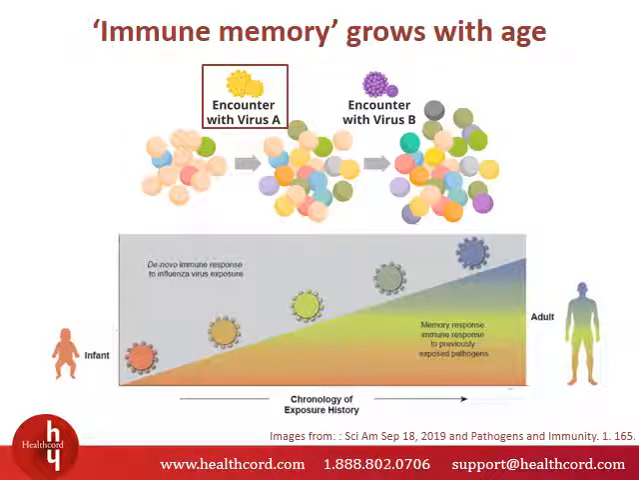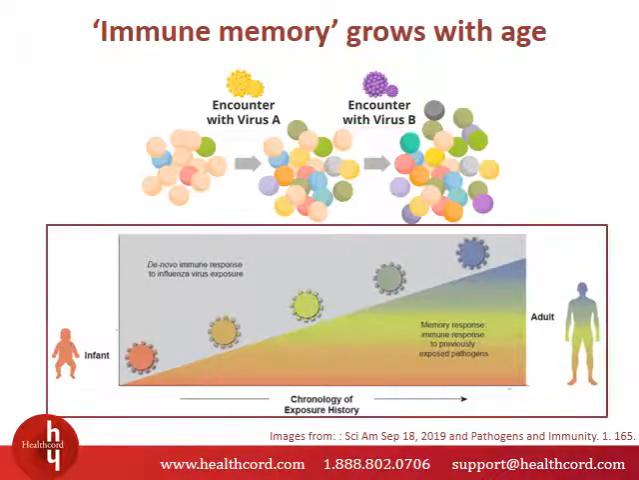Then you get your first viral infection when you're exposed to virus A. After this encounter, now you have antibodies against this virus. Next, you're exposed to virus B, so you add on to your antibody collection. Now you have antibodies against both virus A and virus B. Every time a person is exposed to a pathogen, this process is repeated. This is what the graph in the bottom is showing.